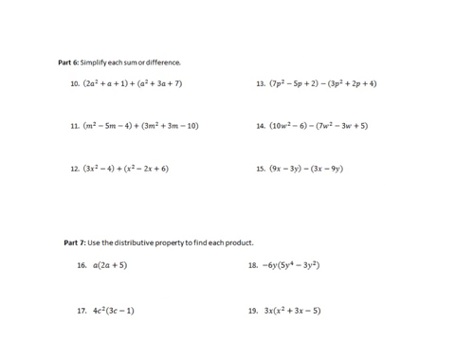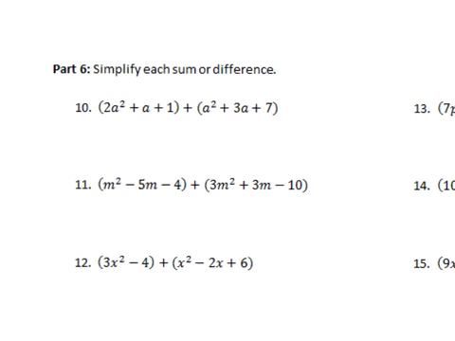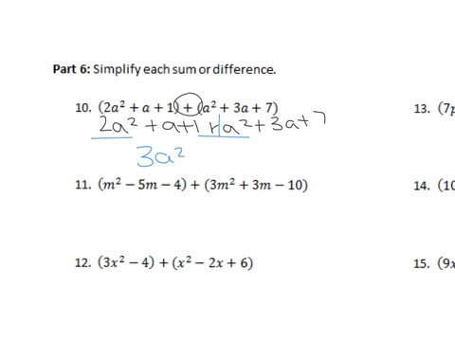And then simplify each sum or difference. So when you have parentheses, you don't need these parentheses when you're adding, so you're going to copy down the exact same problem and then combine like terms. 2a squared and 1a squared is 3a squared. 1a and 3a is 4a. 1 and 7 is 8.